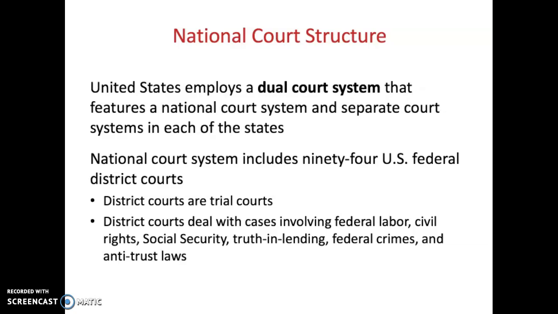At the lower end of our national court system is what we would call the district court level. And we have 94 U.S. federal district courts. These typically are our trial courts in the United States.